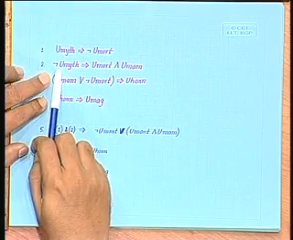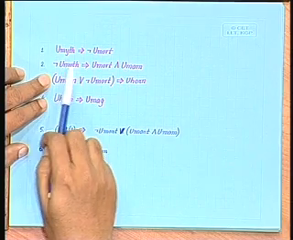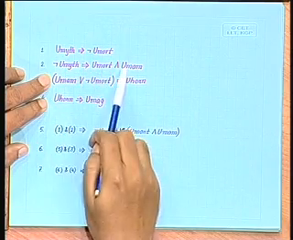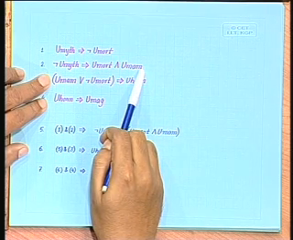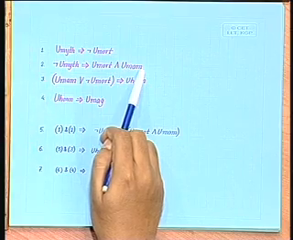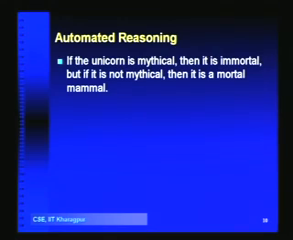The second one says that if the unicorn is not mythical, then it is a mortal and it is a mammal. Clear? So, these two together is the first one. These two together give us the first thing, that if the unicorn is mythical, then it is immortal, if it is not mythical, then it is a mortal mammal.